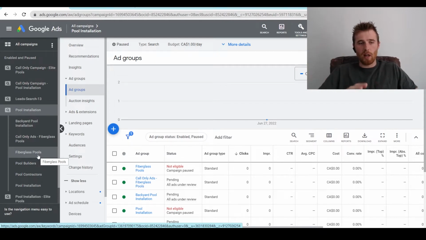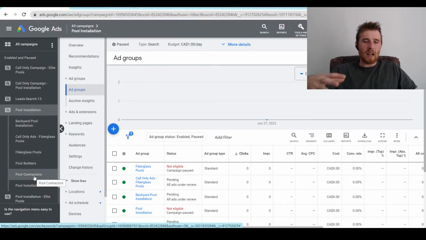As long as they're really relevant, you can put that in the same ad group. But take for example pool contractors: that ad copy doesn't really speak to pool contractors, because if you put pool builders and someone types in pool contractors, those are two different things. So we really want to build that out in its own ad group. So that's how you really come up with new ad groups.